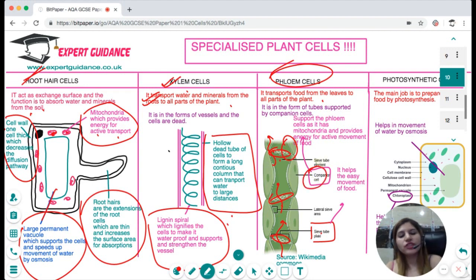It supports the phloem cell and provides the cell whatever they need. Especially they are rich in mitochondria, which makes a lot of energy for the sieve plates and sieve tubes so that they can transport food.